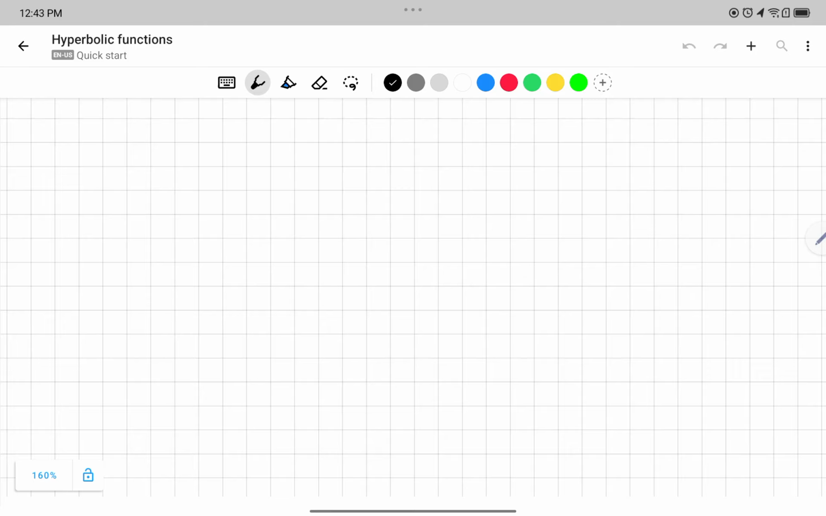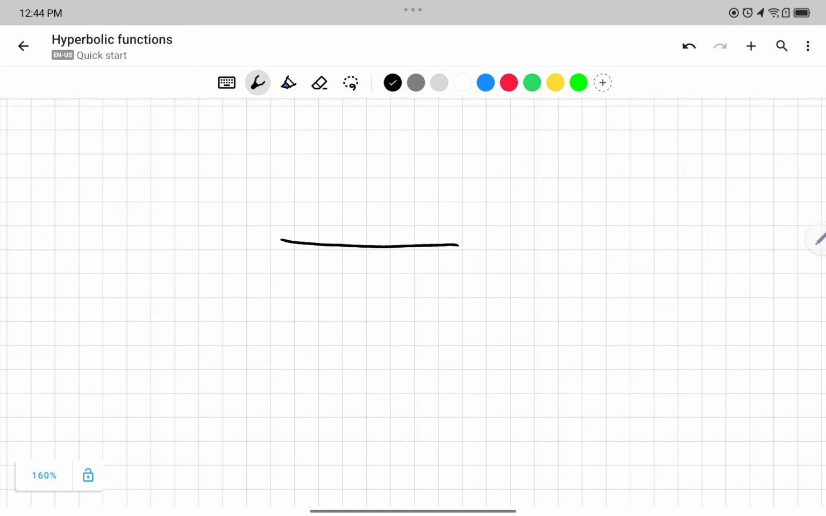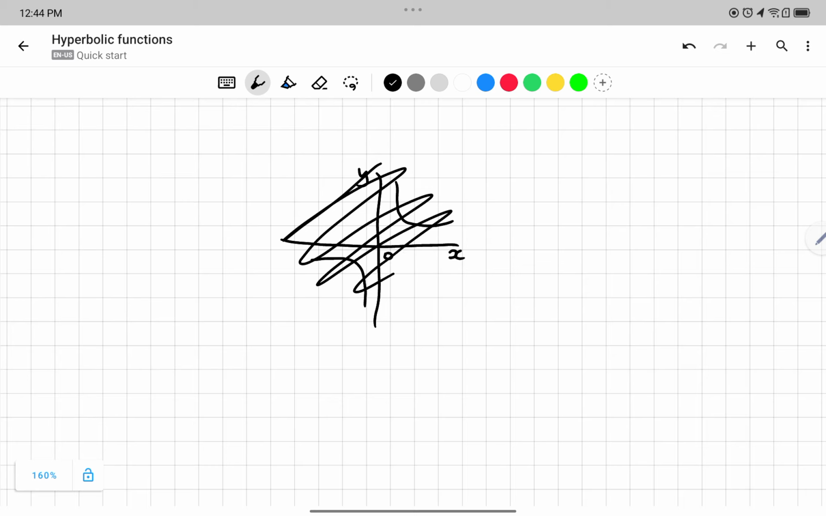So, I assume that some of y'all, like myself, when you first heard about this, you were thinking of the hyperbola function we used to, something like this. Even though its shape is not far off, right? But it's not the same thing, at least in this case.